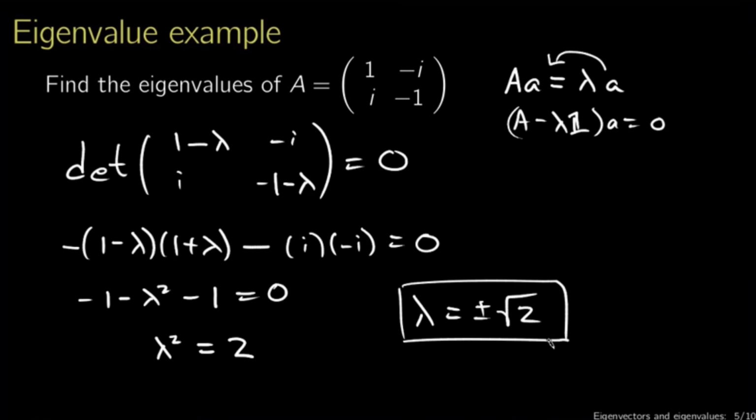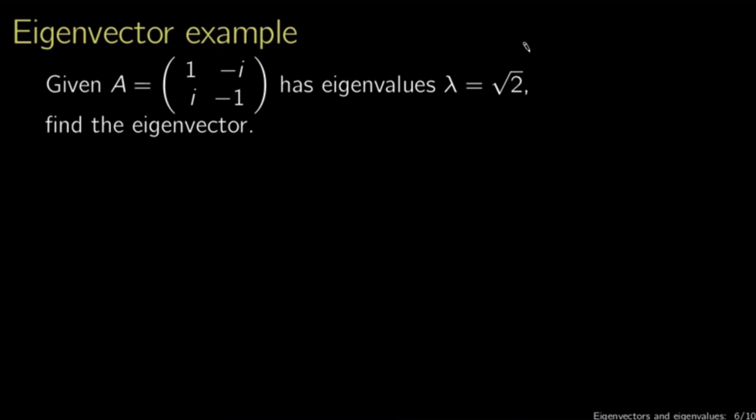What about our eigenvectors? The best way in general to solve for the eigenvectors is to go back to this equation, substitute in the value of the eigenvalue, and solve the system of linear equations that results. So let's see what happens when we do that. Given this is our original matrix, let's suppose we have just the eigenvalue root 2. Let's just work with finding the eigenvector associated with the eigenvalue square root of 2.